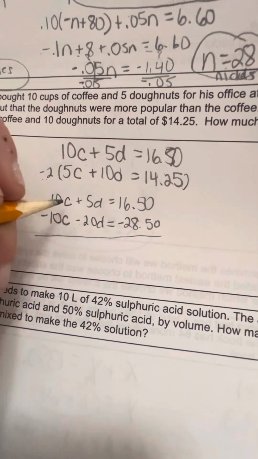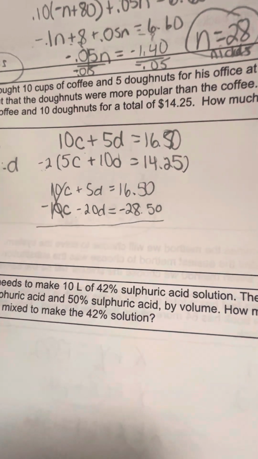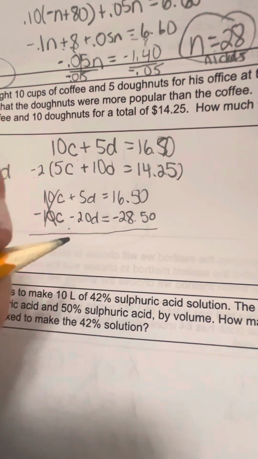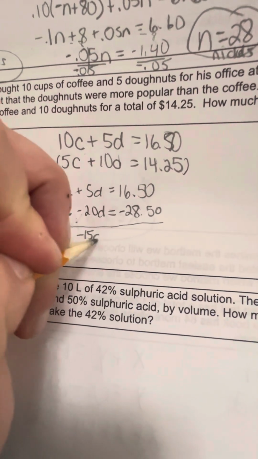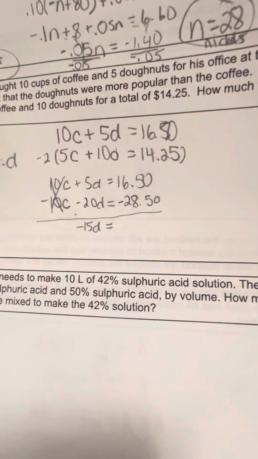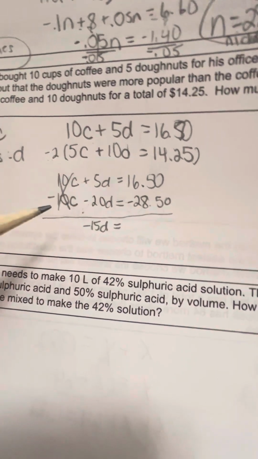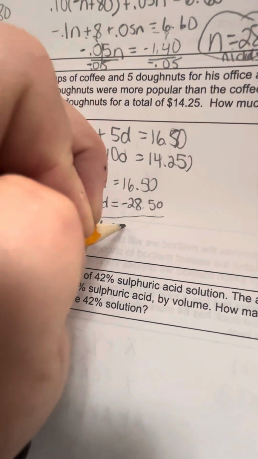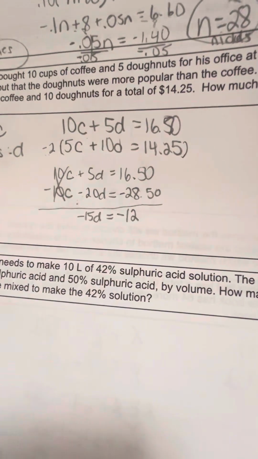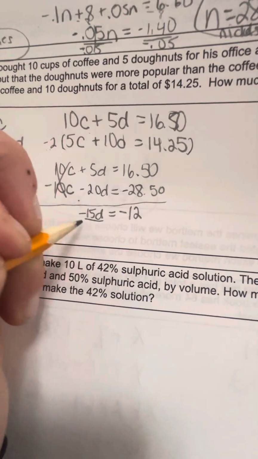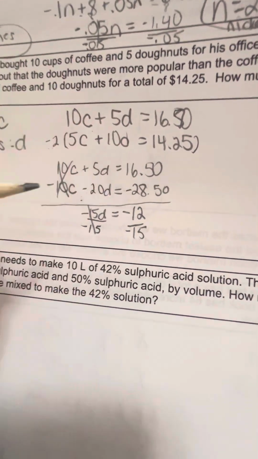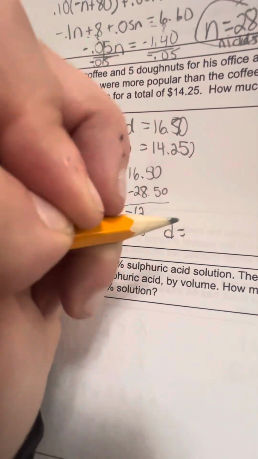We're going to combine everything. Now, these are going to add up to be 0. 5D and -20D is going to give me -15D. And then when I take 16.50 and add that to -28.50, or just subtract it, we end up with -$12. So then we want to divide both sides by the -15. That's where we're going to end up back with positives. So then we have a donut is worth 80 cents.